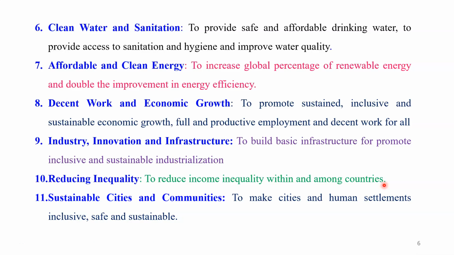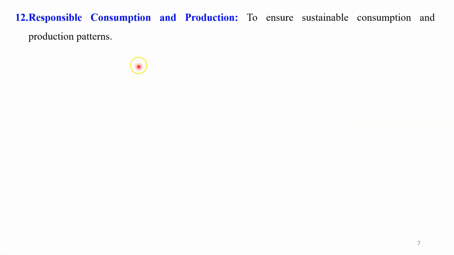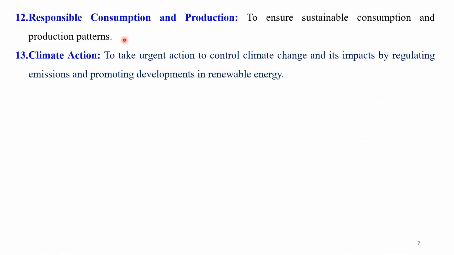Another important goal is sustainable cities and communities. To make cities and human settlements inclusive, safe and sustainable, this specific goal was decided to be achieved. Another important thing is responsible consumption and production. Dear student, to ensure sustainable consumption and production patterns, this goal was decided to be achieved, and through this goal we can also support the overall sustainable development of each and every country of the world.